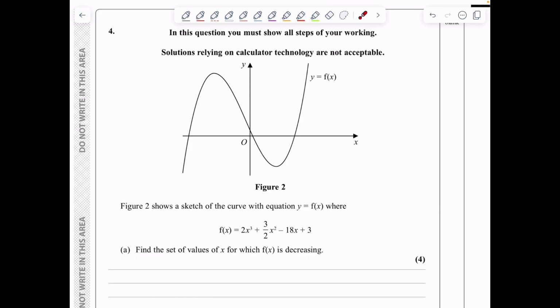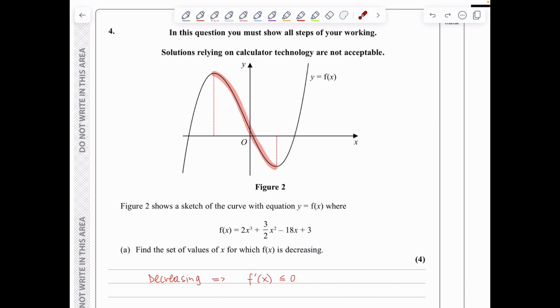In question 4, we've got a sketch of the curve with the given equation, and we need to determine the set of values of x for which f of x is decreasing. Well, decreasing means that the first derivative f dash of x is less than or equal to 0, or we could also use a strict inequality. And practically what this means is that I'm trying to determine the values of x for which, when I draw my curve from left to right, I go down. So essentially we need to determine these two values of x here and here.